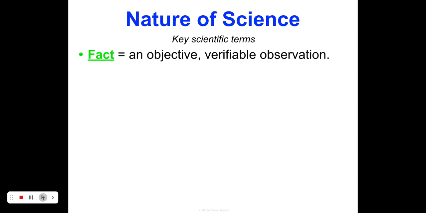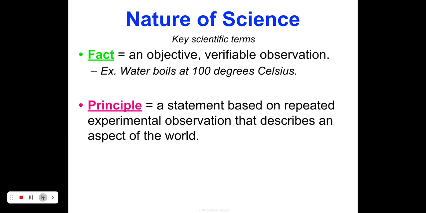So a fact is any objective, verifiable observation. We can repeat it, it happens, you can't really argue with it. For example, water boils at 100 degrees Celsius, or 212 degrees Fahrenheit. A principle is a statement based on repeated experimental observation that describes an aspect of the world. For example, the greenhouse effect. We have a lot of repeated experimental observations that tell us what the greenhouse effect is and how it works.